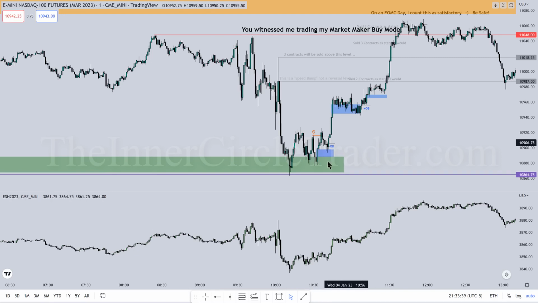Why? Because we want this to act as what? A breakaway gap. Why should it be a breakaway gap? Because we've already traded down into this 1 minute fair value gap in the form of a buy side imbalance, sell side inefficiency.